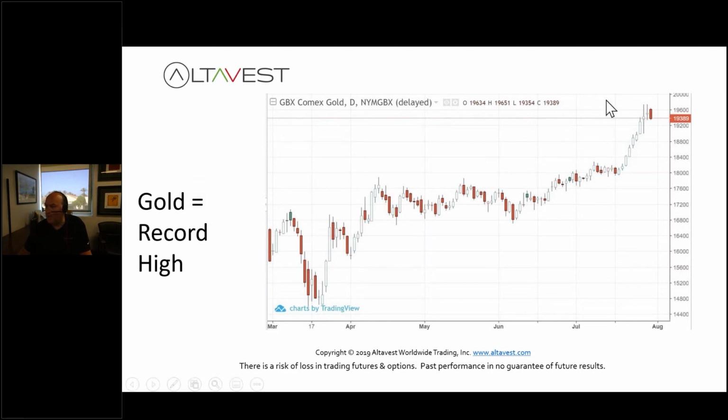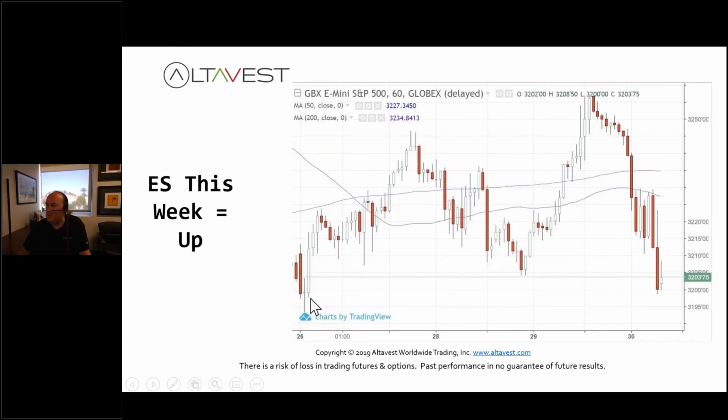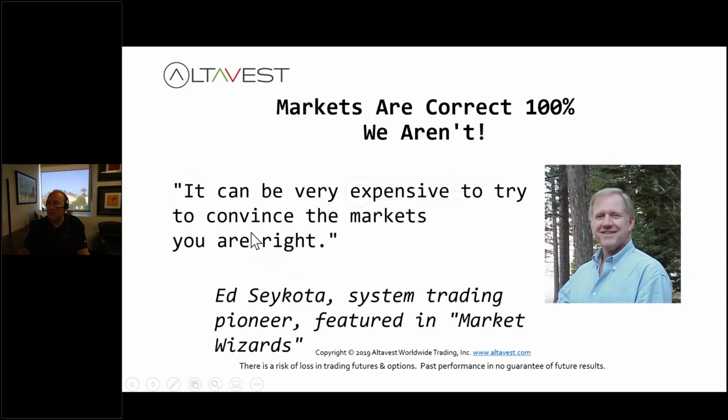And here's gold, record highs this week. Fascinating what's going on there. Here's what happened to the S&P 500 this week. Look at that choppy roller coaster. And anyway, so that's what's happening this week. But remember, the point is markets are always correct. We aren't.